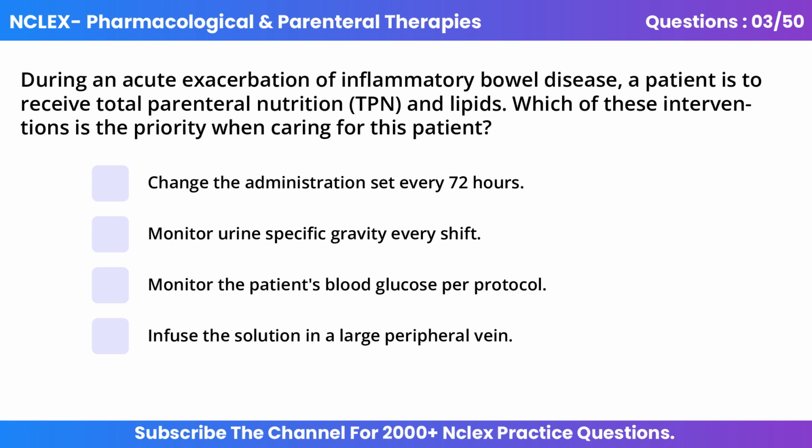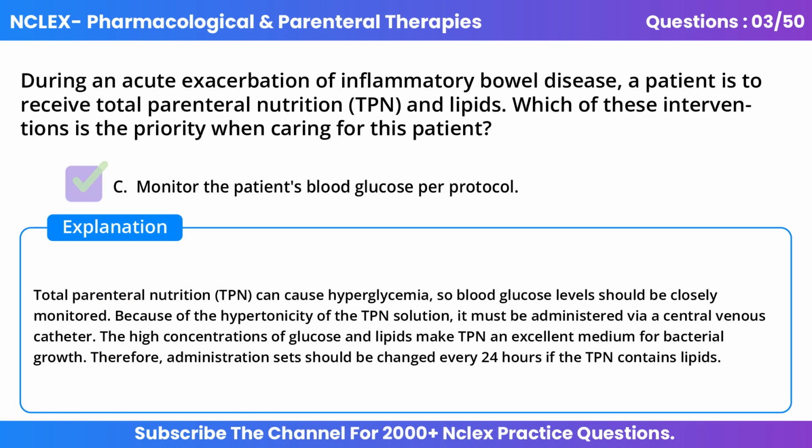Question 3. During an acute exacerbation of inflammatory bowel disease, a patient is to receive total parenteral nutrition, TPN, and lipids. Which of these interventions is the priority when caring for this patient? C. Monitor the patient's blood glucose per protocol. Total parenteral nutrition, TPN, can cause hyperglycemia, so blood glucose levels should be closely monitored.